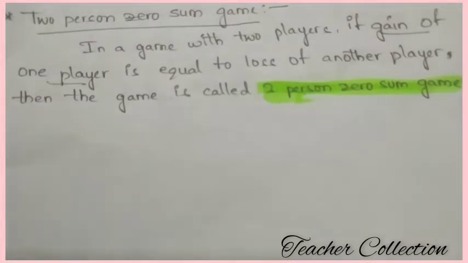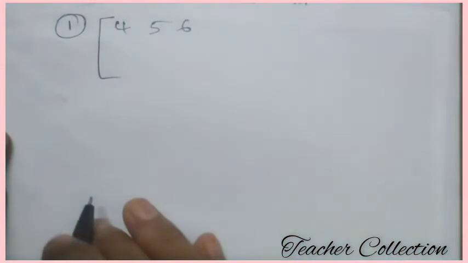Okay, before going to the mixed strategy game, now I want to explain one example on pure strategy. For example, if we have this payoff matrix: 4 5 6, 7 8 9, 2 3 4.